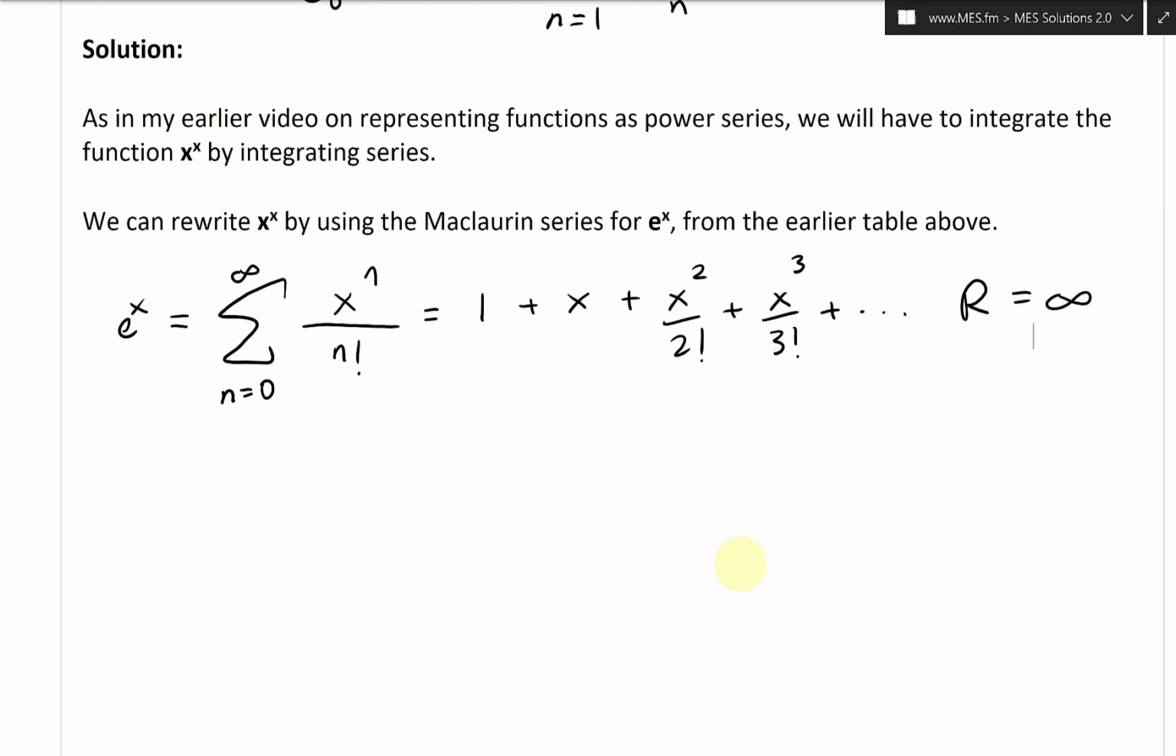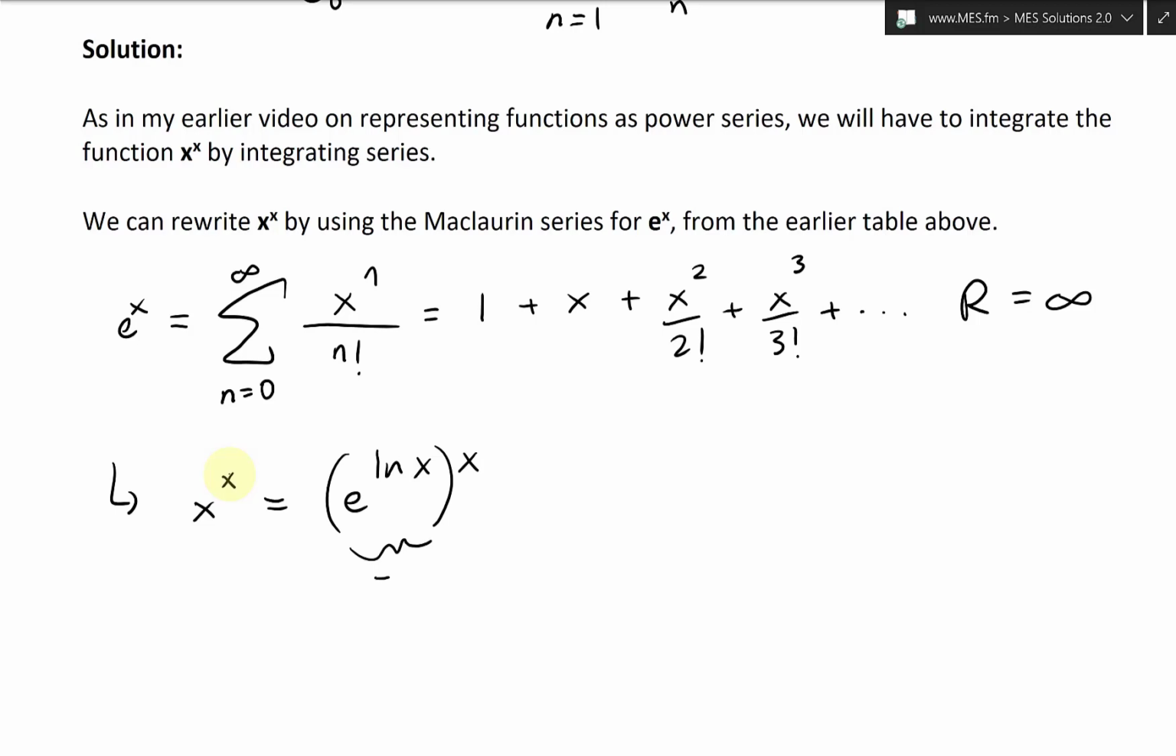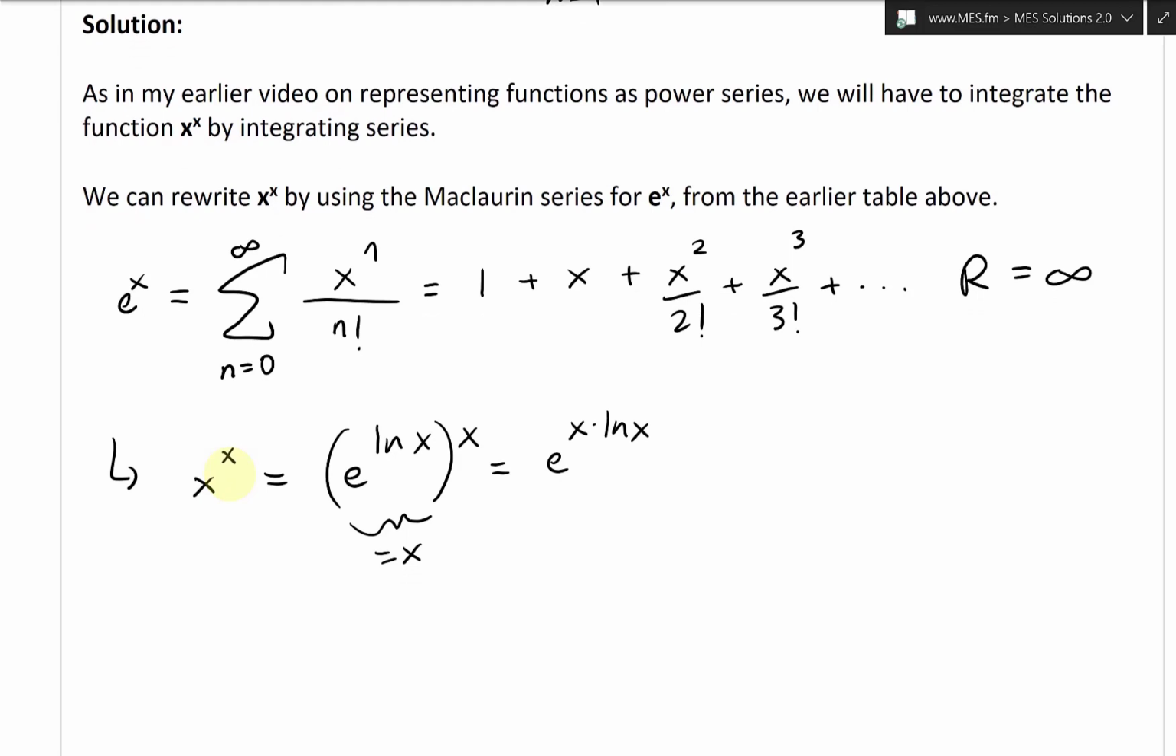Alright, so now that we have this, what we can do is manipulate x to the x. The reason we chose this series is that it has that power of x. This one is just x to the power of x. So what we'll do is rewrite this as e to the ln x, if you recall the natural log rules. That just becomes x, and I'm going to raise this to the power of x, where the inside here is just equal to x. Then we can put this x inside, so we get e to the x times ln x, like that. I'm just going to recap right here.